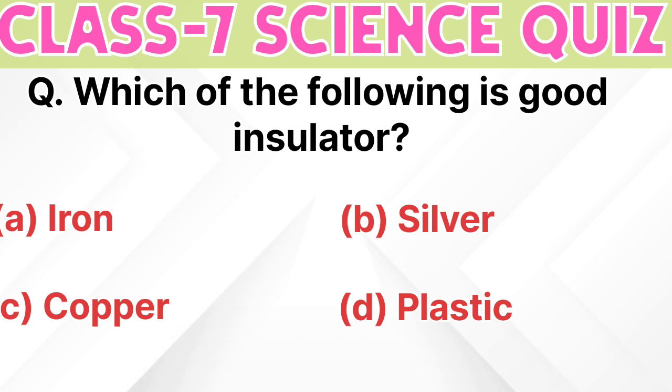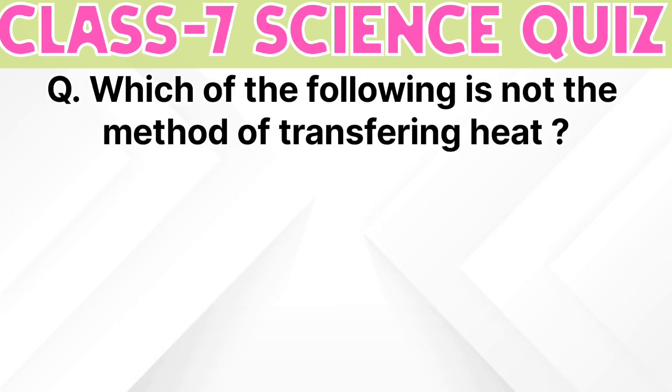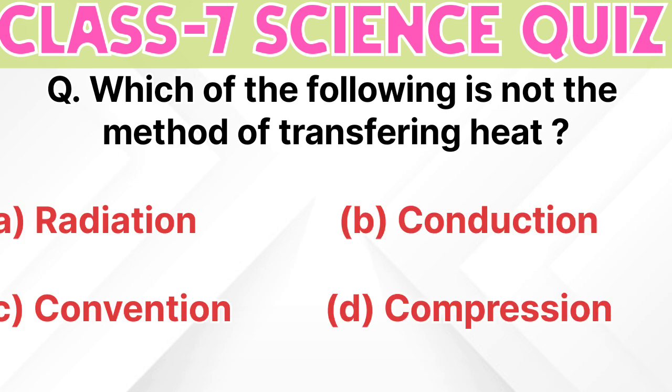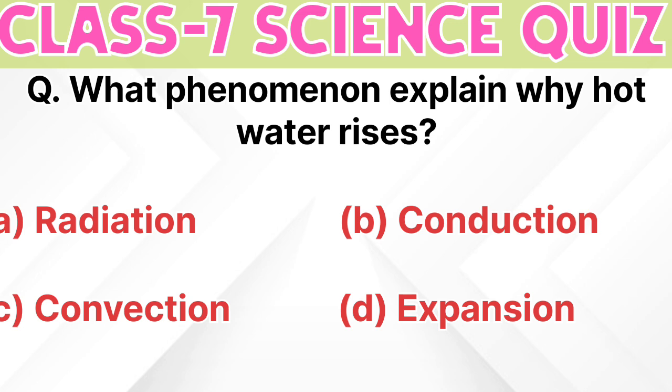Now the next question is, which of the following is not the method of transferring heat? Radiation, conduction, convection, compression. The correct answer is D, compression. Now the next is, what phenomena explain why hot water rises? Radiation, conduction, convection, expansion. The correct answer is C, convection.